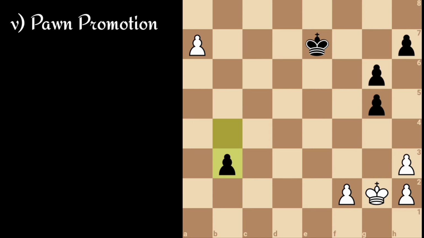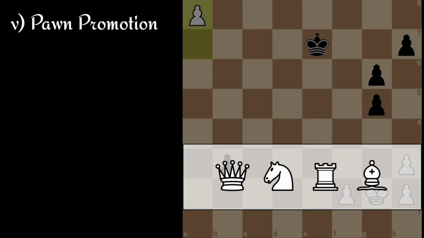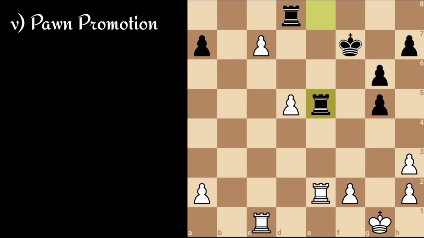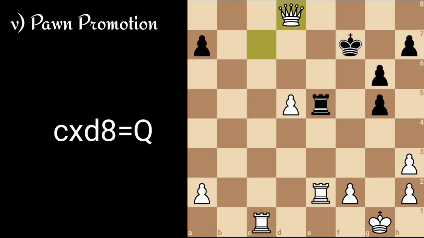For pawn promotion, we write the destination square followed by equal to and the piece in which the pawn converts into. For example, here the pawn moves to e8 and turns into a queen. It will be written as e8=Q. If the pawn turns into a rook, it will be written as e8=R. Here, the pawn on c7 takes the rook on d8 and promotes to a queen. It will be written as cxd8=Q.